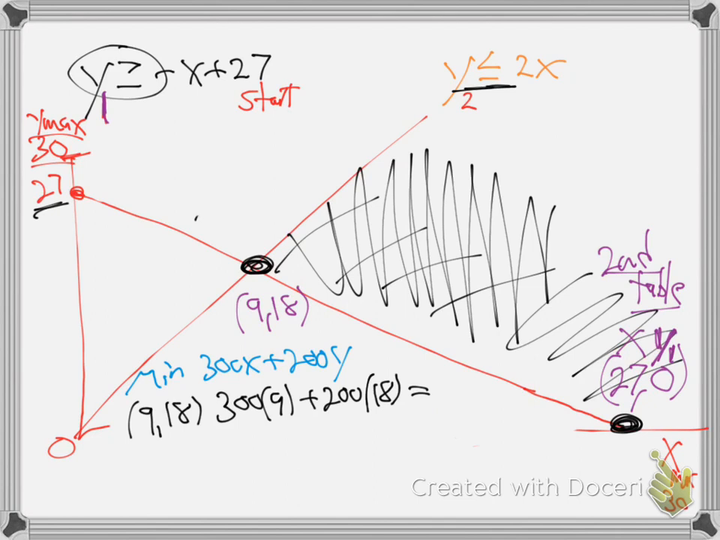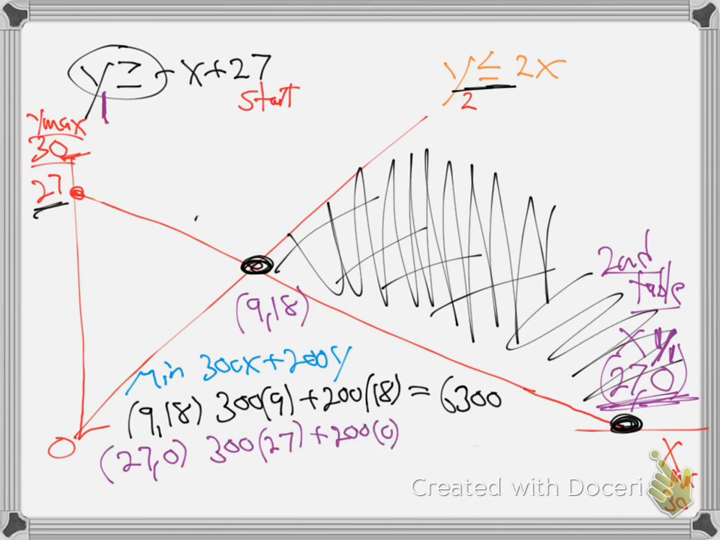Plus 6,300. And then the other one is this one, 27, 0. There's 27 plus 200 times 0. It's 8,100, isn't it? So which one's minimum? The lower one is the top one. That one. 9, 18, 6,300. Everybody see that?